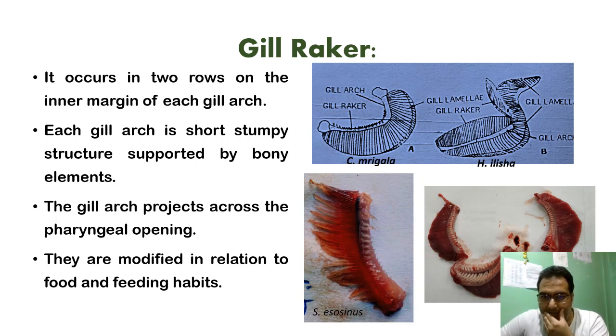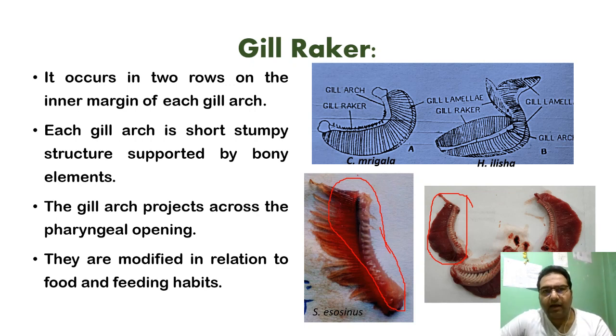For example, here this is the gill of the common carp. This is the gill of Schizothorax. Here we just want to show that these are the gill filaments and these are the gill rakers, because these vary according to the food and feeding habit of the fish.